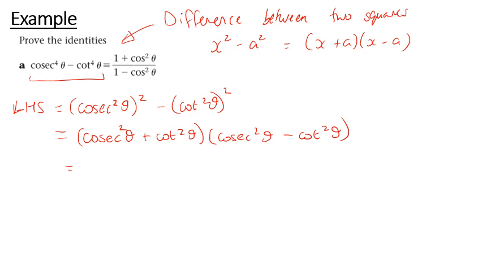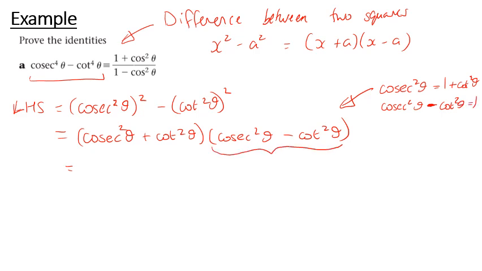Okay, the next step that we could do is we could use one of our trig identities from earlier. So earlier on we learned that cosec squared is the same as 1 plus cot squared, or rearranged, cosec squared minus cot squared is equal to 1. So that bracket there is just 1. So we can ignore that bracket and we can just have the first bracket, which is cosec squared theta plus cot squared theta.